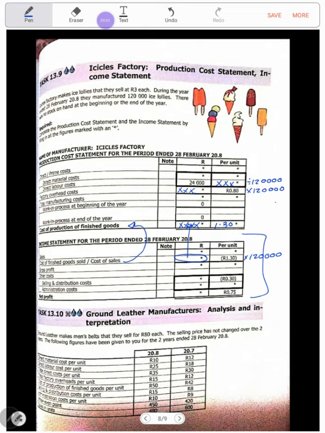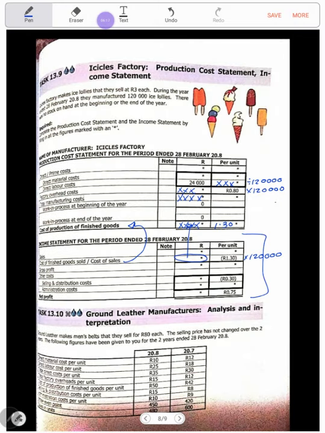Then you are basically working back. There was no work in progress in the beginning or in the end, which will make your total manufacturing cost the same as the cost of production of finished goods. Once you have this figure over here, you can then work back in order to get your direct material cost amount. So let's see if we got it.